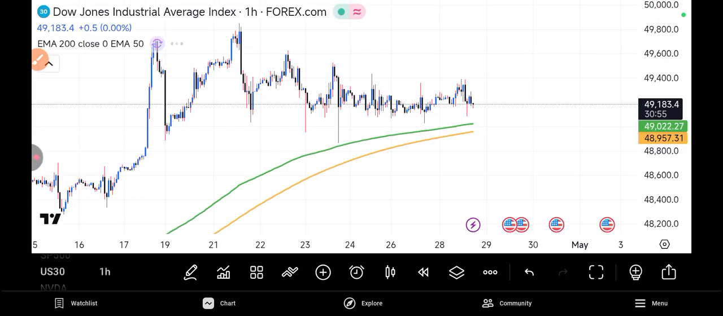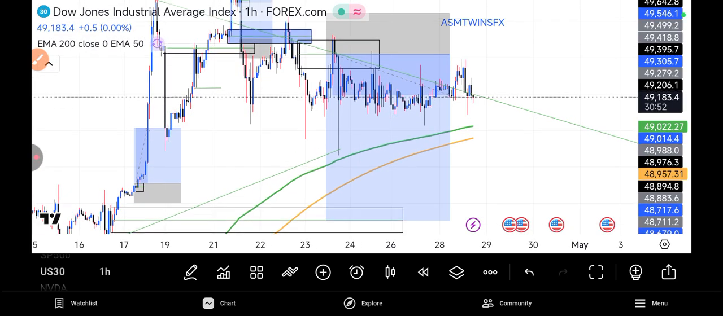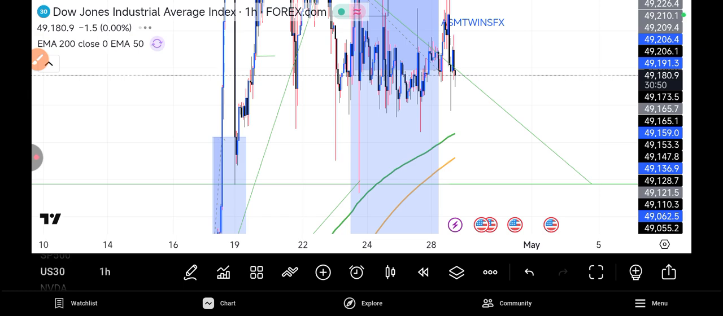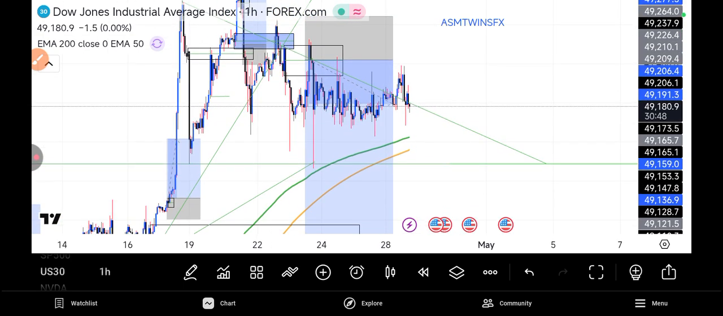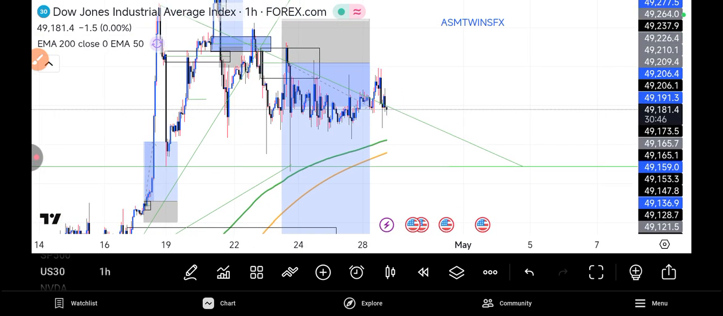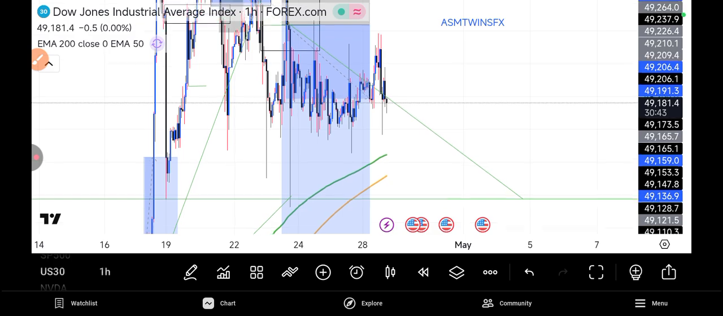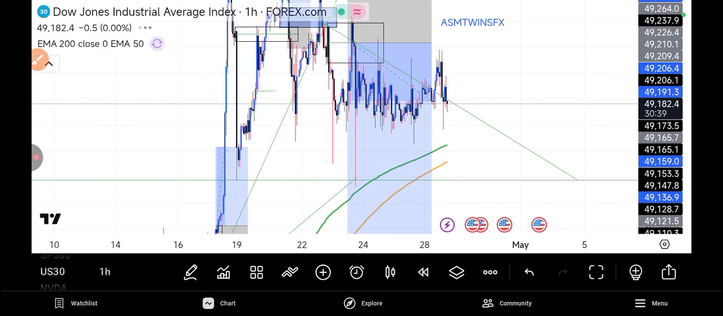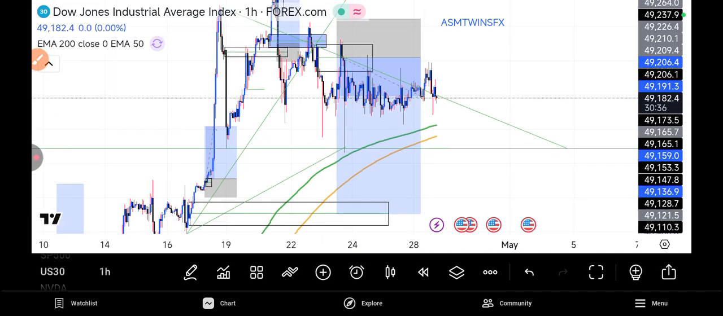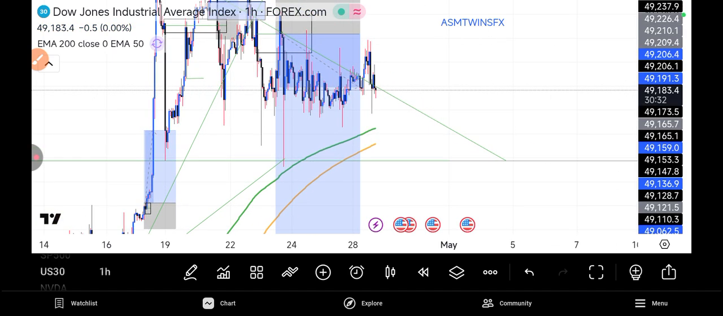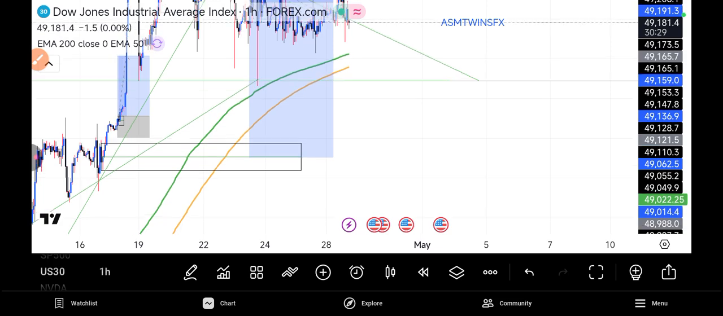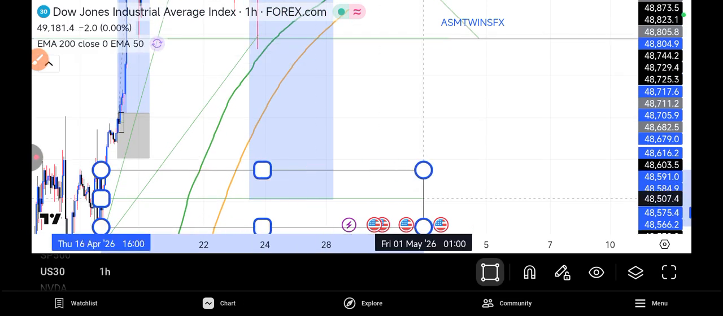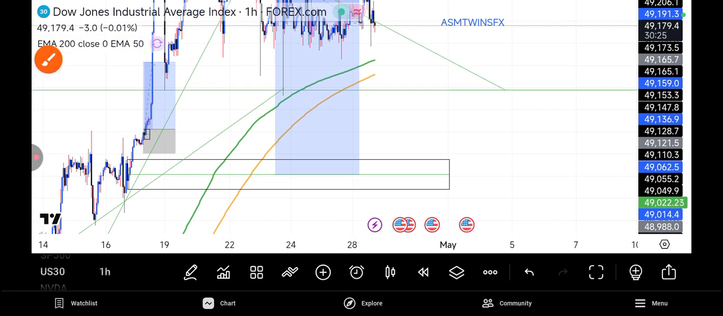Our US 30 is consolidating very much, so you can see a lot of consolidation at this area. The market is moving sideways with US 30, so I don't know what is wrong, but my bias still remains the same. I'm still waiting for the sell, or I'm still in the sell. Let me just say it, I'm still in the sell. So I'm expecting price to come to this area. This will be my only POI that I'm waiting for.